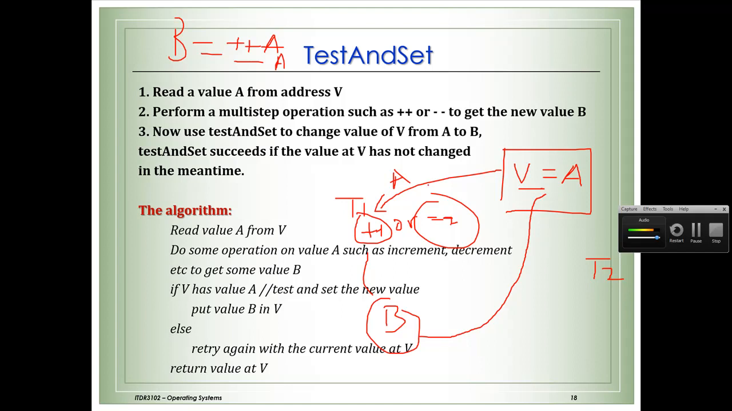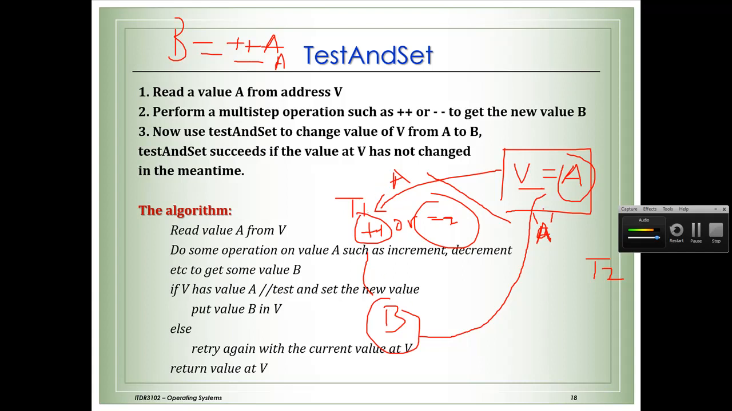If the value is A, that is, if V has the old value, let's say this is A, okay, let's say A dash. So if A and A dash are the same, if they are not changed, then what this algorithm does is it would store... please remember, thread 1 is doing some operation, getting value B, right?